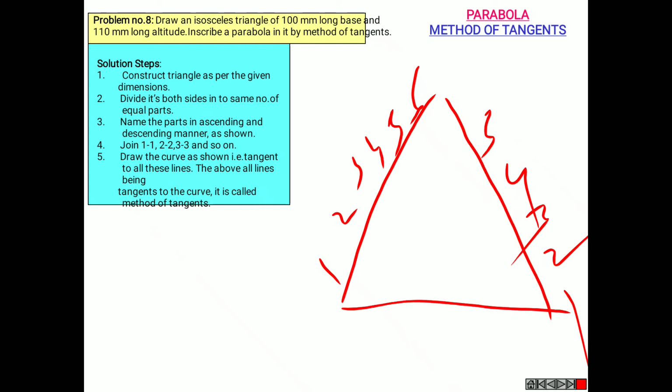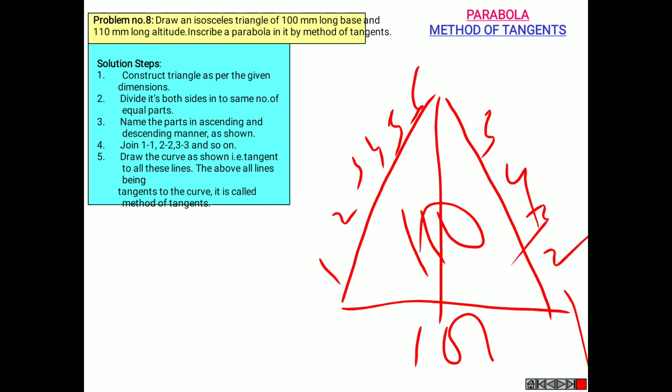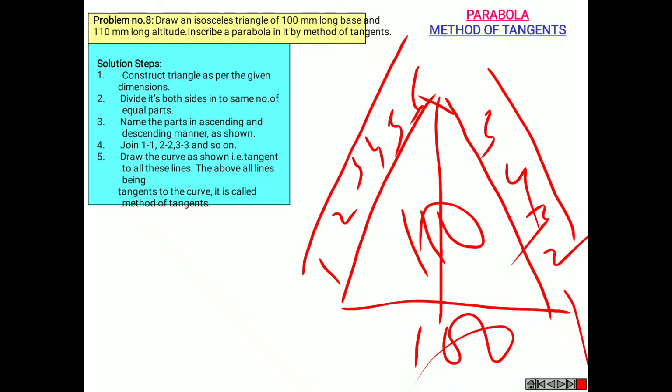We will be showing it in the figure. This is your center line, which is about 110 mm, and this is your 100 mm line. Okay, so this is in ascending order and this is in descending order. This is ascending order and this is descending order. So it's just telling us to name the parts in ascending and descending manner as shown. So now join 1 to 1 is already there, 2 to 2, 3 to 3, 4 to 4, 5 to 5.